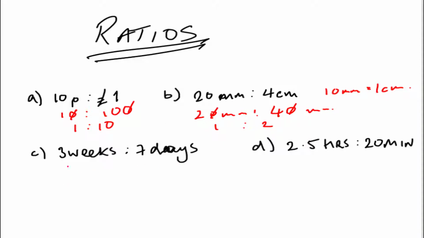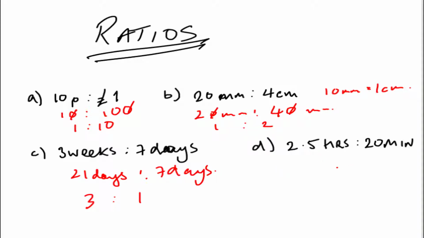Okay, 3 weeks to 7 days. So how many days are there in 3 weeks? 7, 14, 21 days to 7 days. If you simplify that, let's divide it by 7. That should be 3 to 1. Again, double check that for yourself.